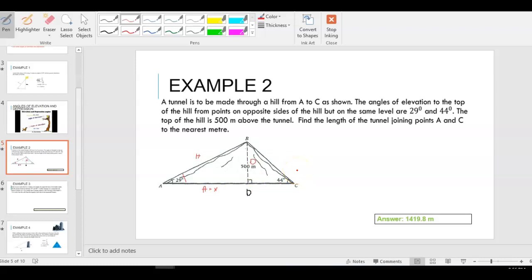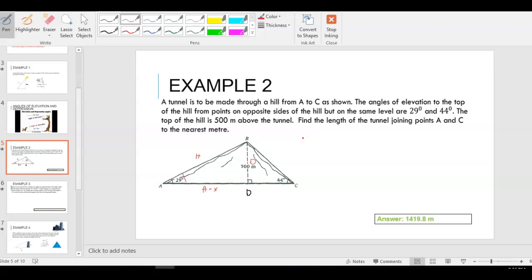Okay, now on that triangle, what do we need here? We need the adjacent. We need AD. Okay, so AD is what we require. We have opposite, so we have O and A. Which trigonometric ratio we need to use?